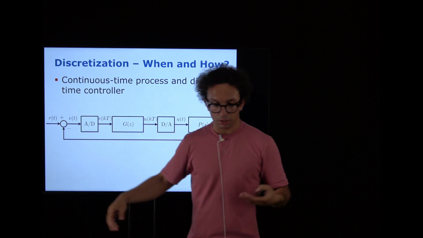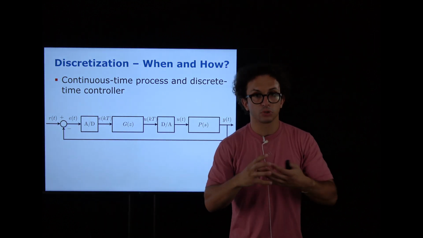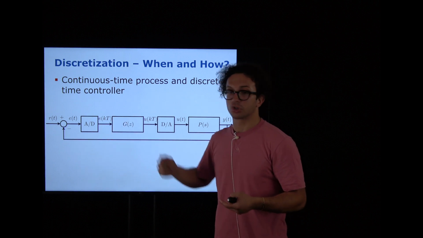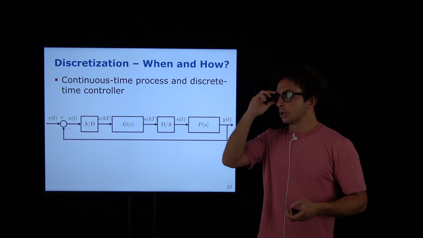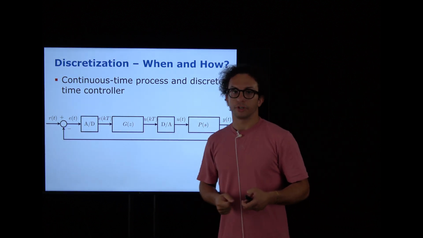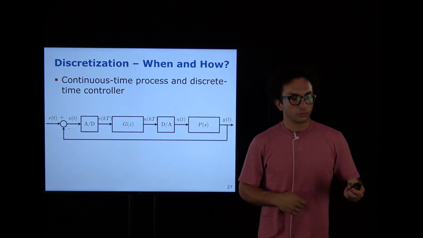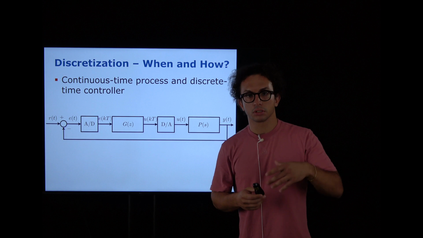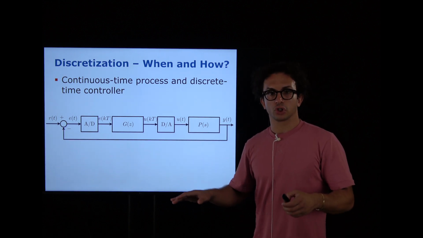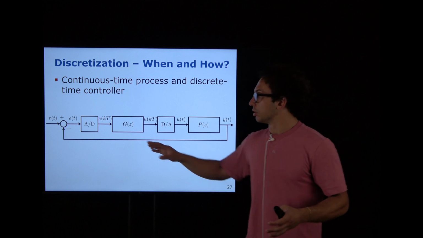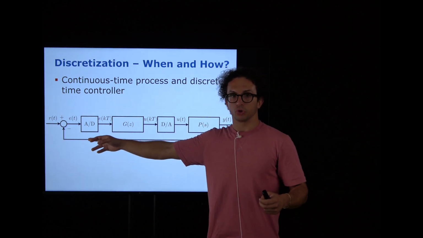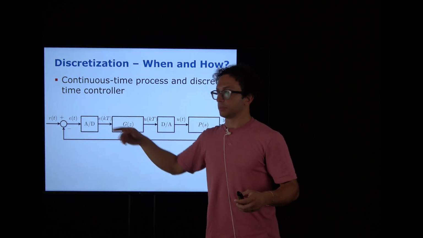So we get this error, continuous time, that has to be fed to a system, our controller, which is discrete time. How do we do it? We do it with something that is called an analog to digital converter. Analog means continuous time. So everything that we've seen so far in the first 4 lectures was analog. So analog to digital is something that takes something continuous and makes it something discrete.